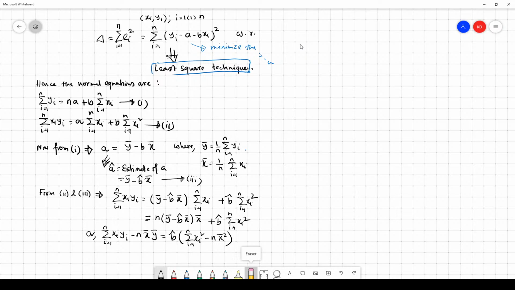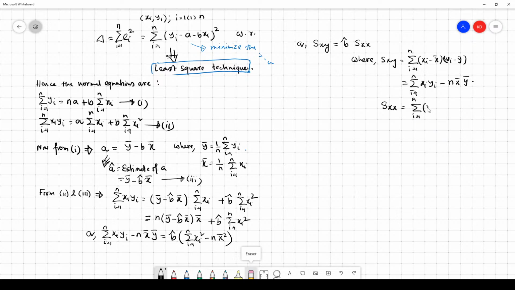Or this is equal to sxy equals b hat sxx, where sxy is equal to sum over i from 1 to n of (xi minus x bar)(yi minus y bar), which is equal to sum over i from 1 to n of xi yi minus n x bar y bar. Just using simple algebra, we get this. Please check. Similarly, sxx is equal to sum over i from 1 to n of (xi minus x bar) whole square, equal to sum over i from 1 to n of xi square minus n x bar square.